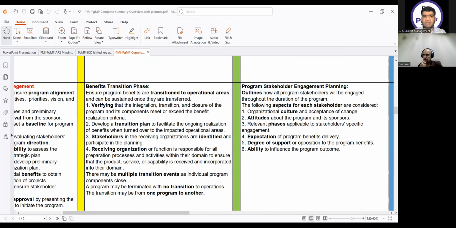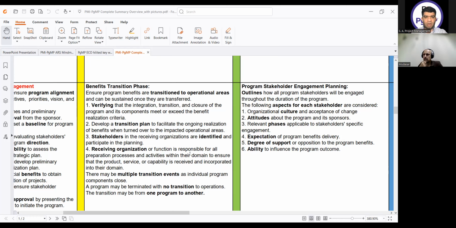Then we come to the benefit transition phase. It ensures program benefits are transitioned to operational areas and can be sustained once they are transferred, verifying that the integration, transition, and closure of the program and its components meet or exceed the benefit realization criteria. Develop a transition plan to facilitate the ongoing realization of benefits when turned over to the impacted operational areas. Stakeholders in the receiving organizations are identified and participate in the planning.